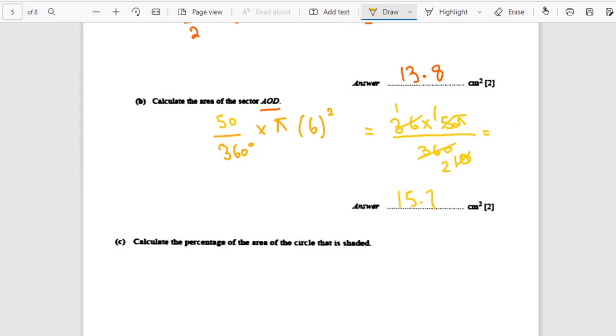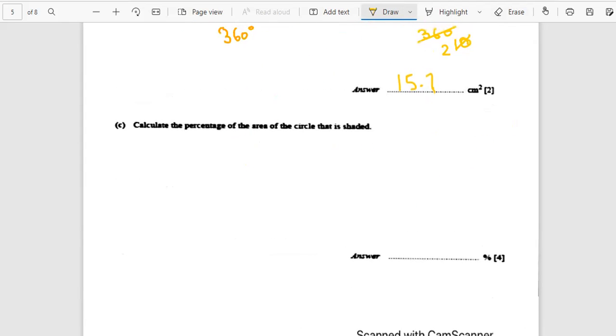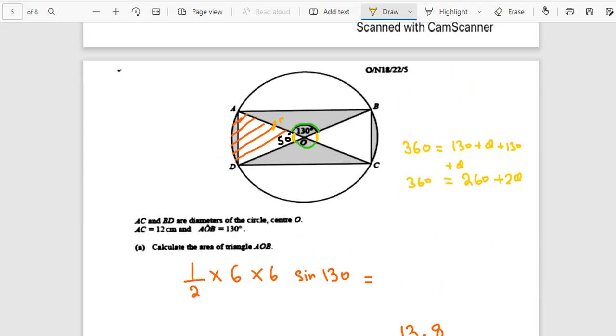Okay. Let's read the third part. Calculate the percentage of the area of the circle that is shaded. Now I'll rub the shading that I did. And now they want you to calculate the percentage of the shaded region. For that, we need to have the area of the shaded part, and then we'll divide that by area of the circle, and then we'll multiply that by 100%. That is how we find percentage, right? Now I'll write down the areas.